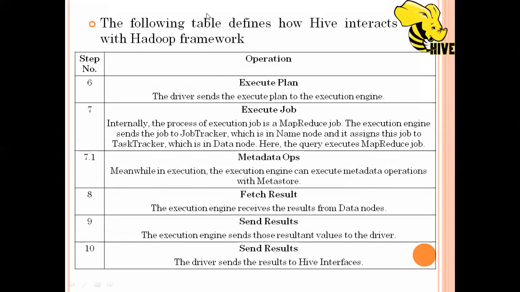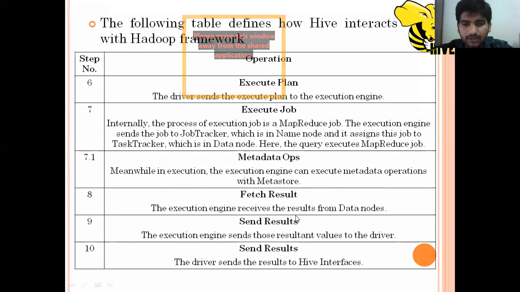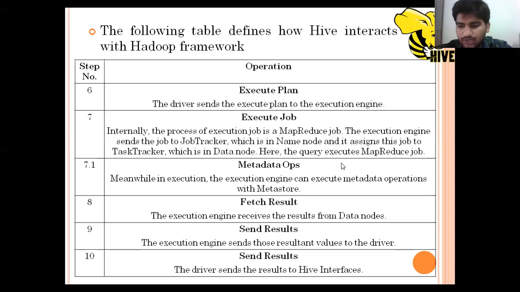And then send the result, and send the result. Here we have two times of sending result. What is the meaning of that? The execution engine sends those result values to the driver, and the driver sends the results to the Hive engine. So that is again going to be shown at the top of the interface only. We are going to get back the operation. So for that only we have sending result two times here.